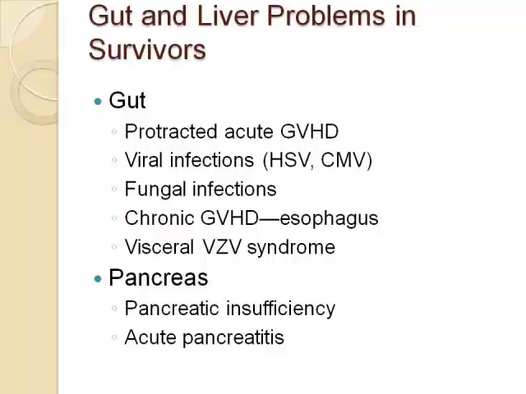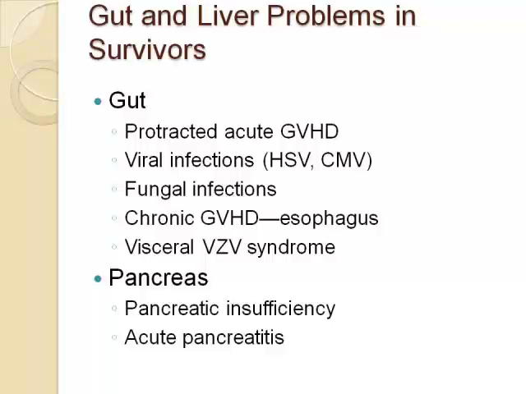Viral infections, we always have to rule out infection. Fungal infections are pretty common post-transplant. Again, chronic graft versus host if you've moved on to esophagus symptoms. And then you can have a visceral VZV, which is basically a zoster in your liver that attacks your liver. Like shingles, the same virus, but not visible. We see it on the liver.